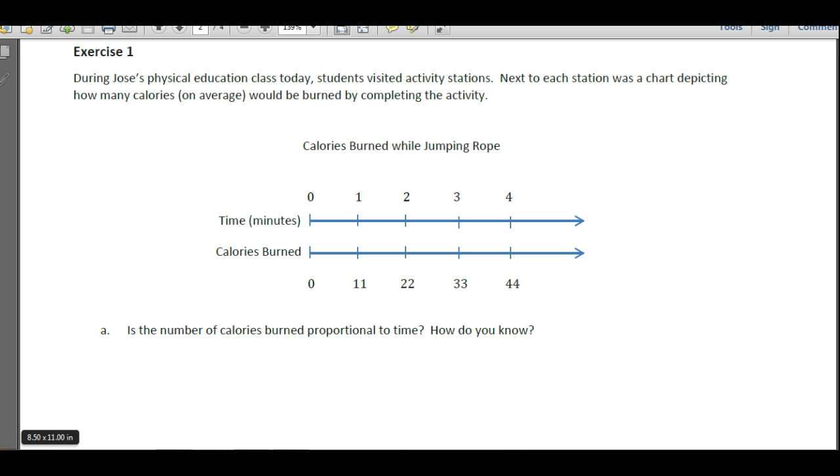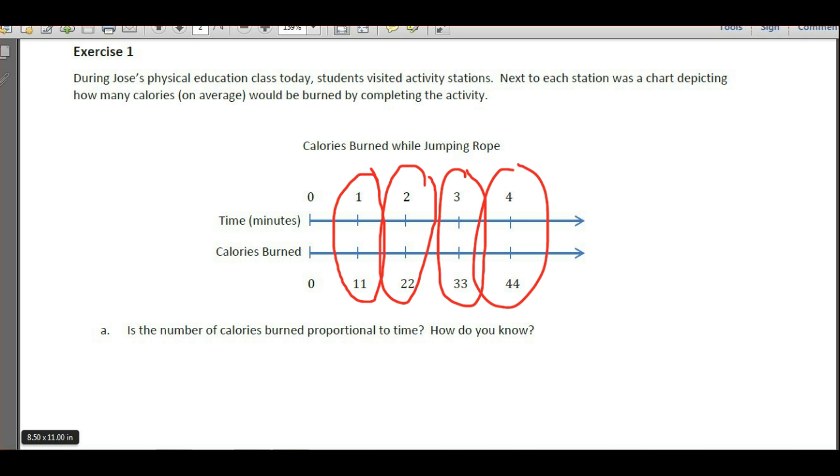So I'm confident everyone was successful with this exercise. Okay, so question A asked, is the number of calories burned proportional to time? How do you know? If you looked at that chart, you can see 1 minute, 11 calories burned, 2, 22, 3, 33, 4, 44. Of course, yes, indeed, it was proportional. So for every minute of time, 11 calories were burned. So 11 calories per minute was our rate.